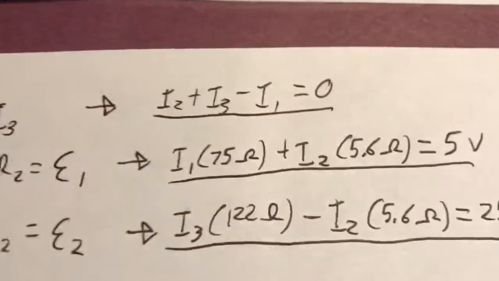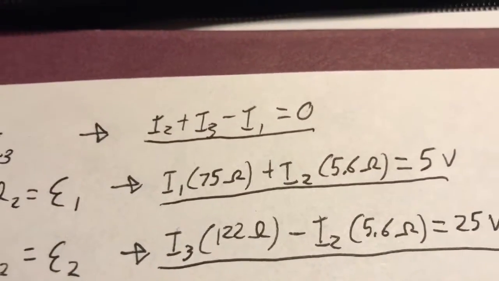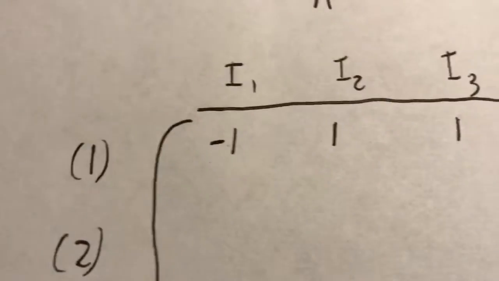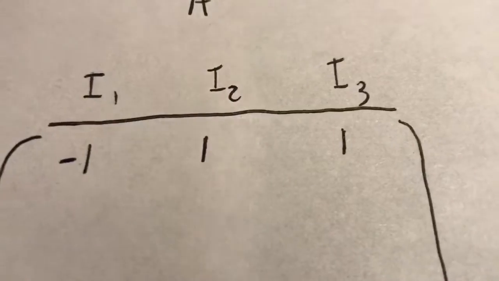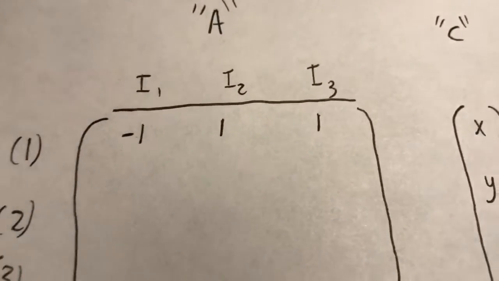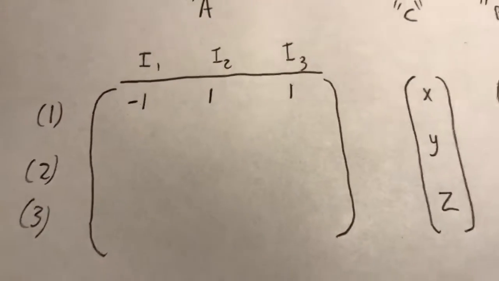My equation's a little bit out of order, but you can see that the value for I1 is negative in this equation, and it's negative for I1 in my matrix as well. I2 and I3 are both positive, so I2 and I3 are positive 1 here. This is the only time we're going to draw ones and negative ones in our matrix calculation.